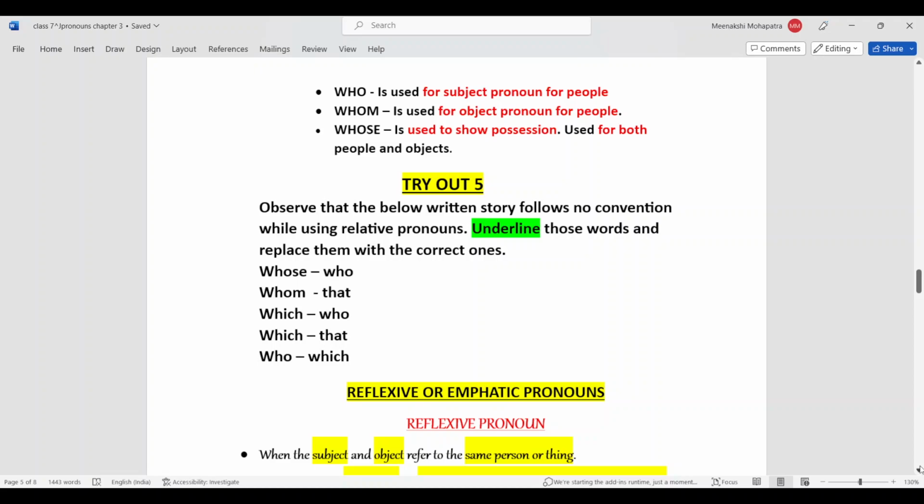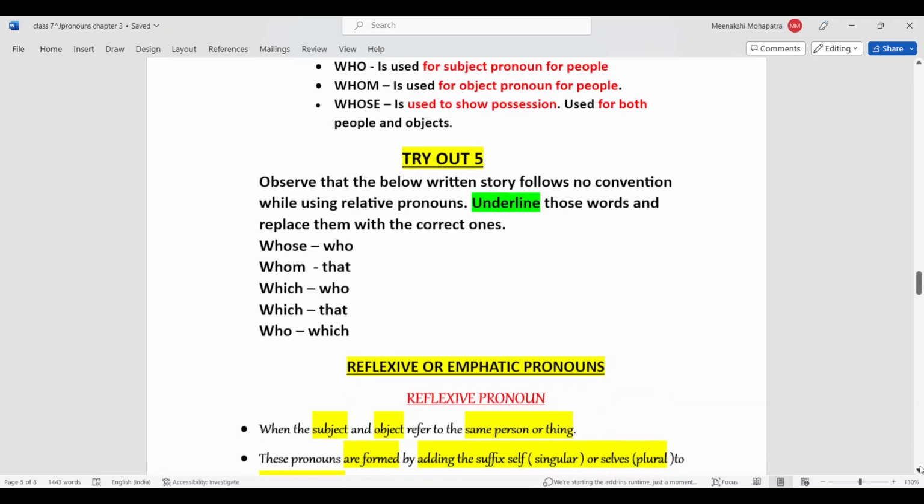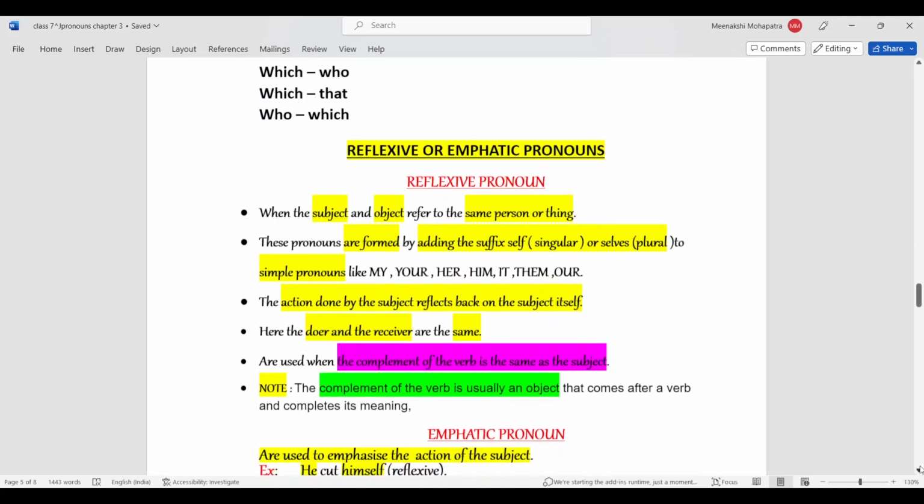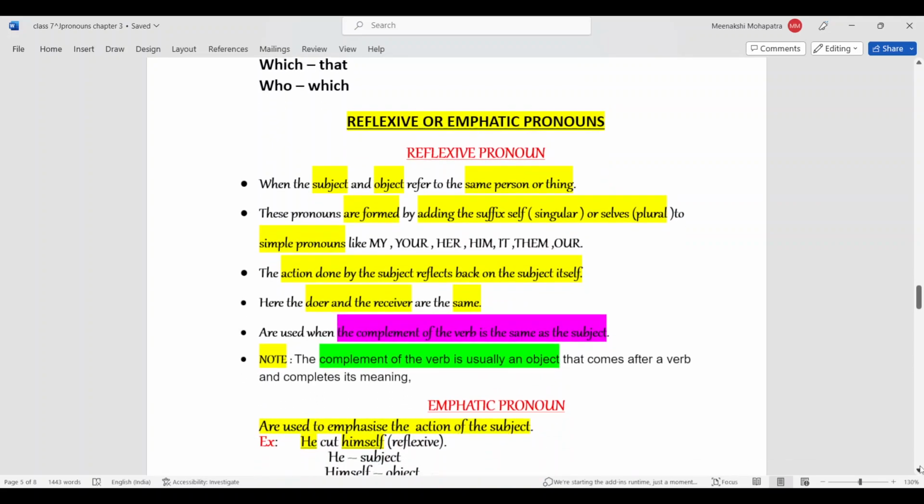But lo, he staked his one egg, even whom he used, no, which he used to get daily. Poor boy, he lost his riches forever. Now, we come over to reflexive or emphatic pronouns. Now, children, what is the meaning of reflexive? Reflex means to look back.